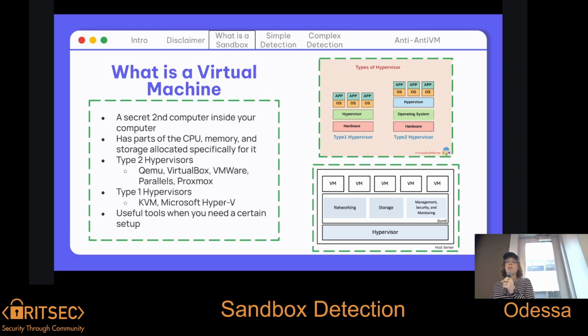There are two types of hypervisors here. Type 2, which is where the hypervisor lives on top of your operating system. These are your virtual machine managers like QEMU, VirtualBox, VMware, Parallels on Mac, and Proxmox is actually a type 2. And then you have your type 1, where there is no operating system between the hypervisor and the kernel, and the most popular ones are KVM and Microsoft Hyper-V.